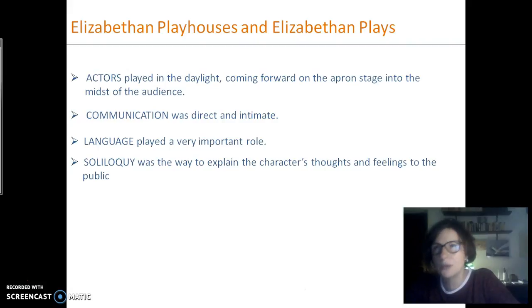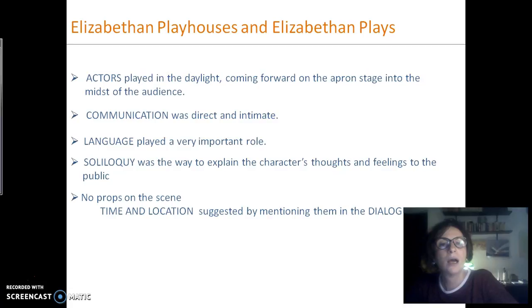The soliloquy, do you remember what a soliloquy is? A soliloquy is the speech acted by the character who is alone on the stage. The soliloquy was the best way to explain the character's thoughts and feelings to the public. There were no props on the scene, and so, as we were asking before, how was it possible to understand what time of the day or of the year it was, or the location where the scene was taking place? Well, everything was suggested just by mentioning them in the dialogue. That's why we said the language is so important.